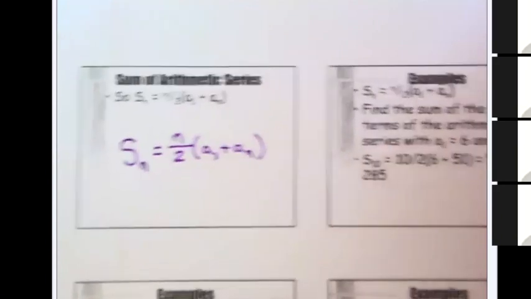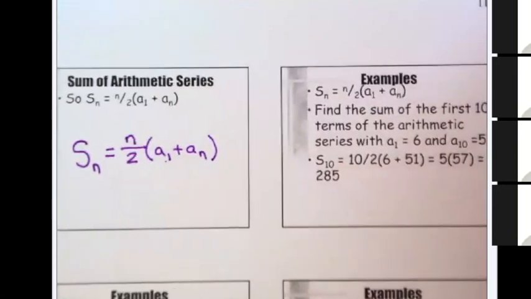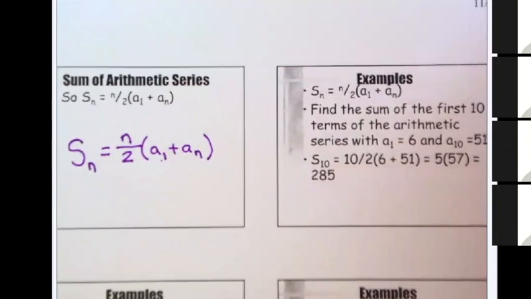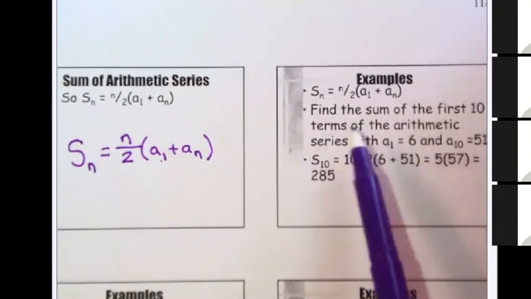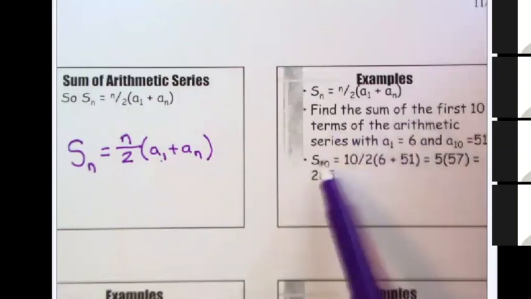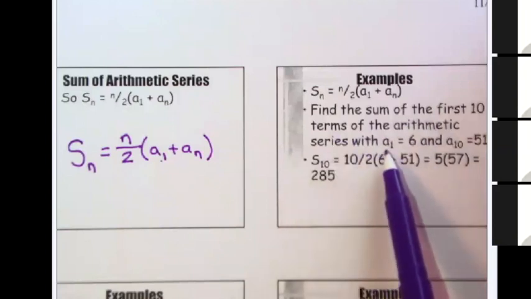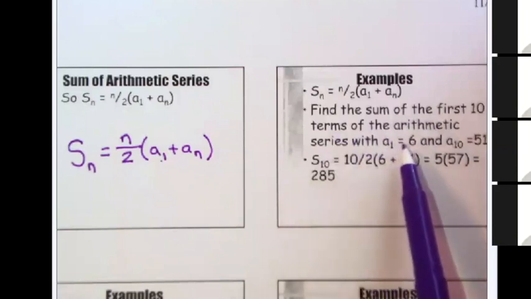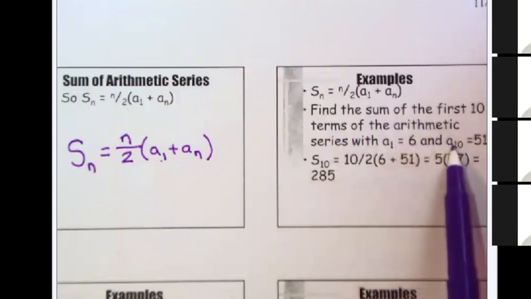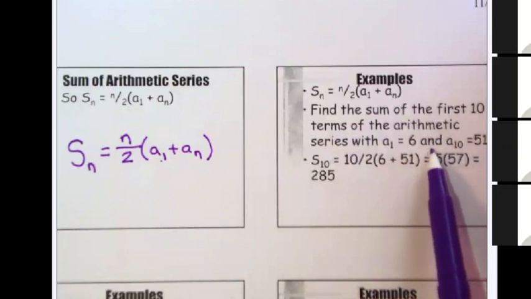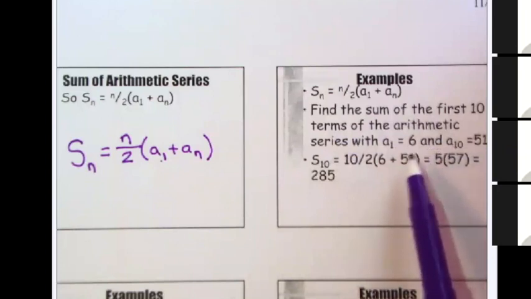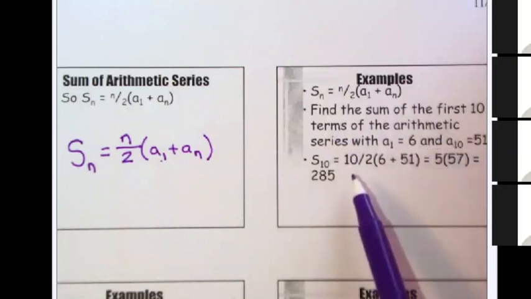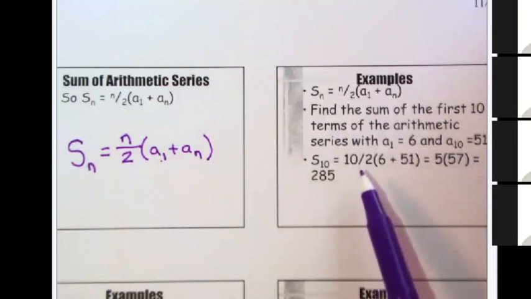So if we know the first and last for whatever we want to find the sum of, it looks like this. Find the sum of the first 10 terms of the arithmetic series where the first term, term number 1, is 6, and the 10th term is 51. Now, I don't know all of the numbers. I don't have to know them all to find the sum. All I have to do is know where I'm going to plug this information into my equation.